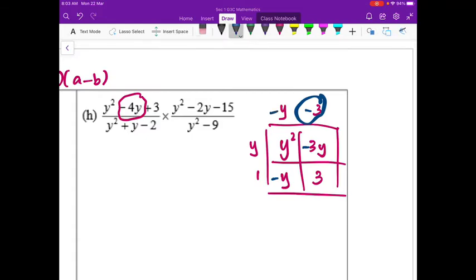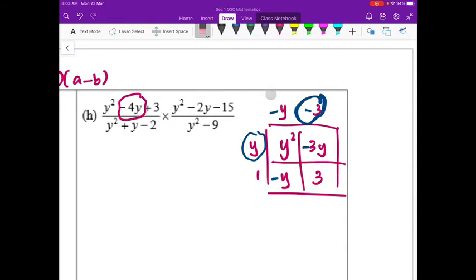So negative y times 1 is negative y, right? Oh yeah, it still fits, huh? Negative y plus negative 3y gives me negative 4y. However, when you take negative y, you multiply by y, you're not going to get y squared. And that is our problem. Likewise, your negative 3 times your positive 1 is not going to give you a positive 3.